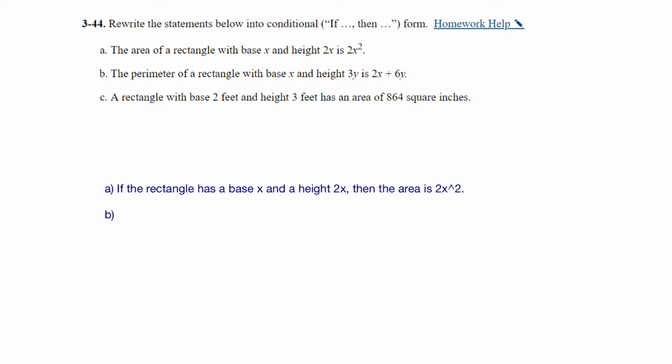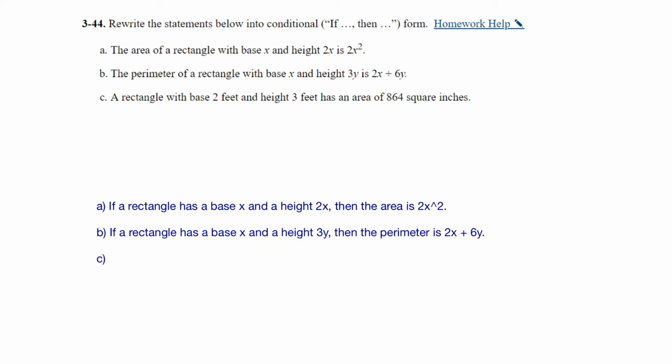All right, part B, the perimeter of a rectangle with base x and height 3y is 2x plus 6y. So this is the perimeter. If the base is x and the height is 3y, if you find the perimeter, it is 2x plus 6y. So to write as a conditional statement, if a rectangle has a base x and a height of 3y, then the perimeter is 2x plus 6y.